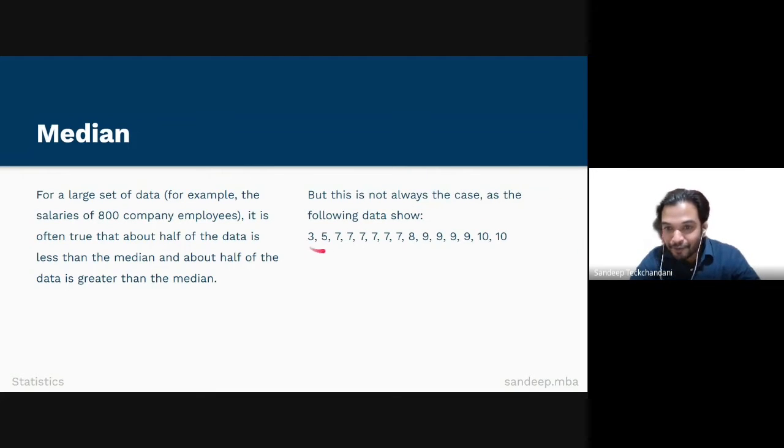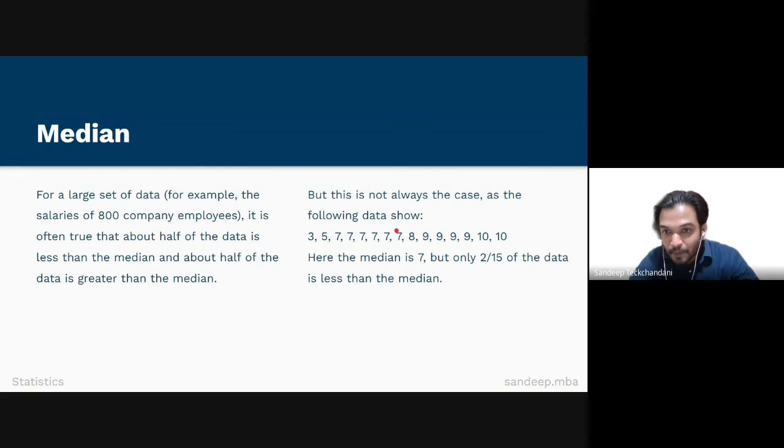Consider these 15 numbers: 3, 5, 7, 7, 7, 7, 7, 7, 8, 9, 9, 9, 9, 10, and 10. We have 15 values in this data set, and the middle value is the eighth number. So the eighth number is: first, second, third, fourth, fifth, sixth, seventh, and eighth. Therefore, the median of this data set is 7.